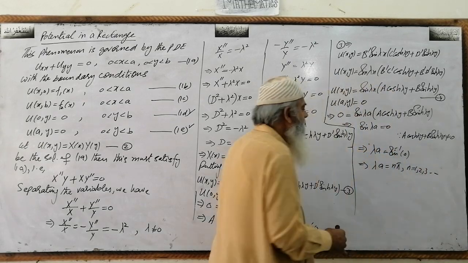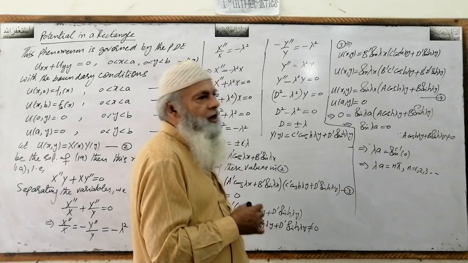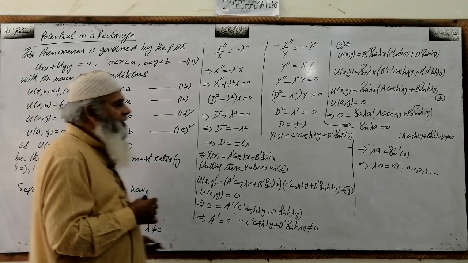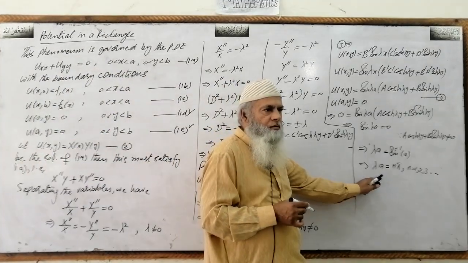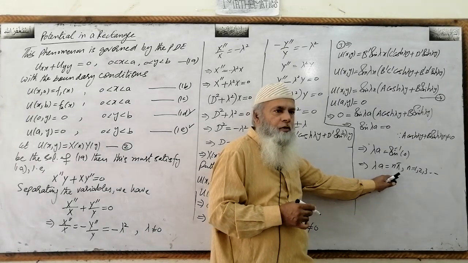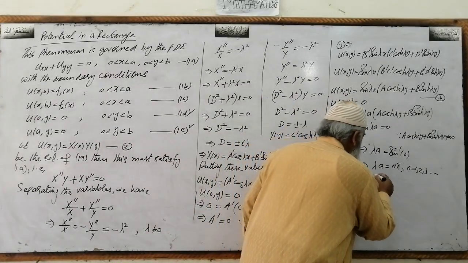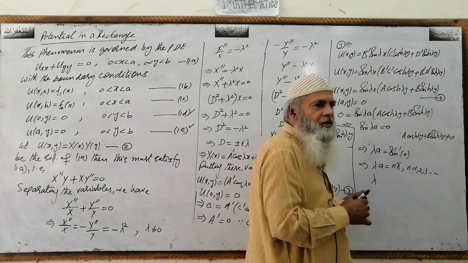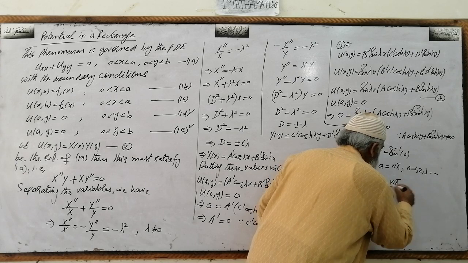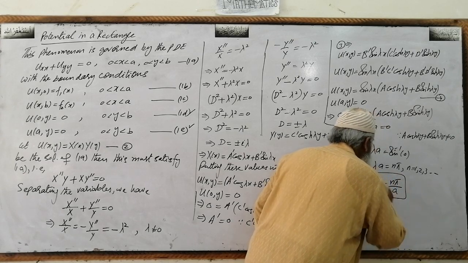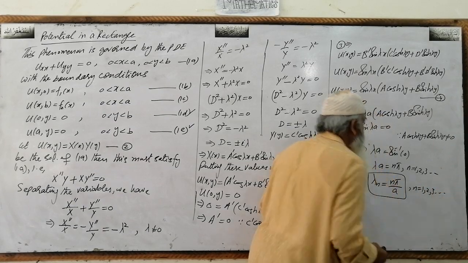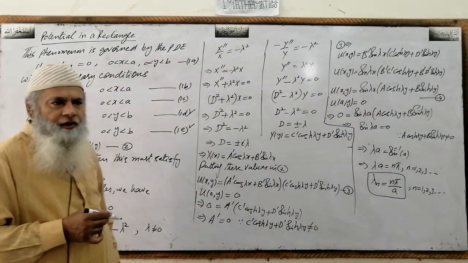Now you see here the lambda constant which you have introduced has infinite values. Lambda a is equal to n pi, n is equal to 1, n is equal to 2, n is equal to 3. From here we will get infinite values, and we label these infinite values by lambda_n equals n pi over a, and these are known as eigenvalues, where n is equal to 1, 2, 3 and so on. Understand?